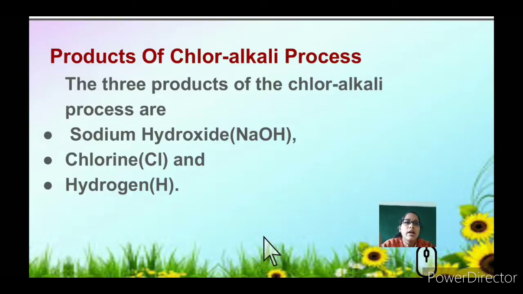Let's see what the products of the chloralkali process are. As we have discussed, from the chloralkali process there is the formation of a major product, that is sodium hydroxide. Then the two gases that are released are chlorine and hydrogen.